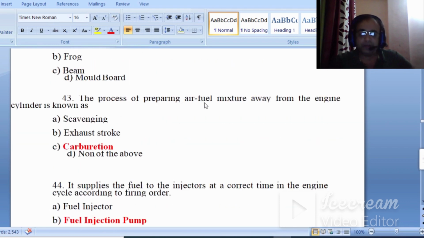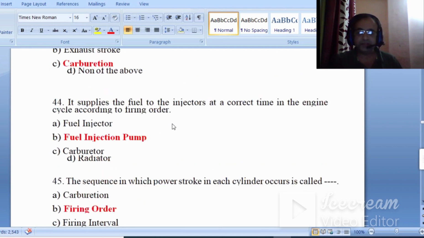Then the process of preparing air fuel mixture which is supplied to the engine cylinder is known as carburation. And the part in which the carburation process takes place, meaning the air and fuel mixture is prepared inside that part, is called a carburetor. And a carburetor is only present in a spark ignition engine or petrol engine, which is absent in a diesel engine.